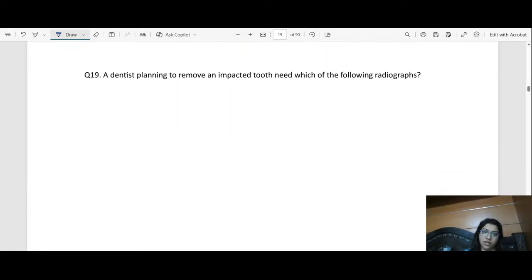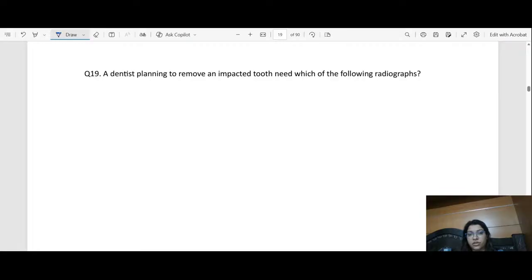Now, next question. A dentist planning to remove an impacted tooth needs which of the following radiographs? A periapical film, a bite-wing film will be of little or no use, a lateral view will be required, or an anterior posterior view will be required. Here the options are not relevant to the impacted tooth. So the correct option here is that a bite-wing film will be of little or no use because we want to extract the impacted tooth.